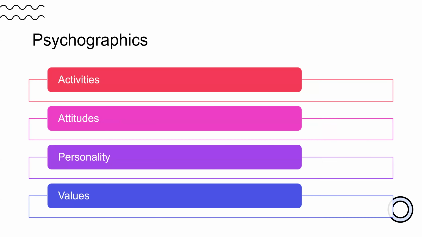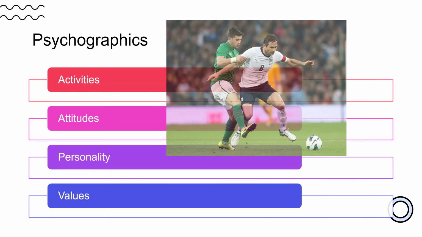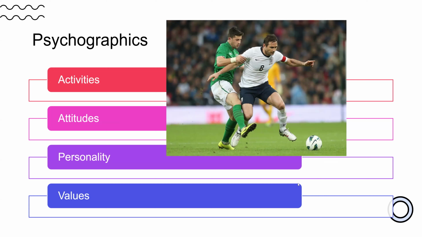Now, psychographics cover a variety of things, but generally speaking, you can break psychographics down into activities, attitudes, personality, and values. So, of course, activities could be things like sports. It could be that you like knitting or crocheting. Maybe you like baking, gardening, maybe you like four-wheeling or duck hunting or something.